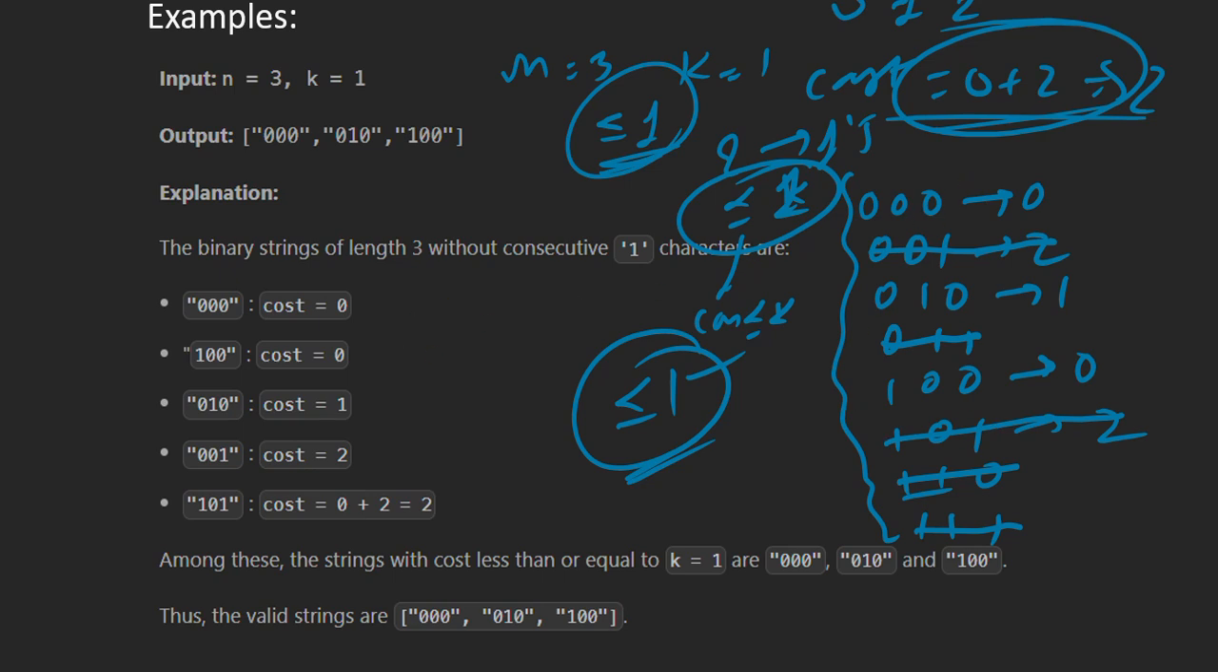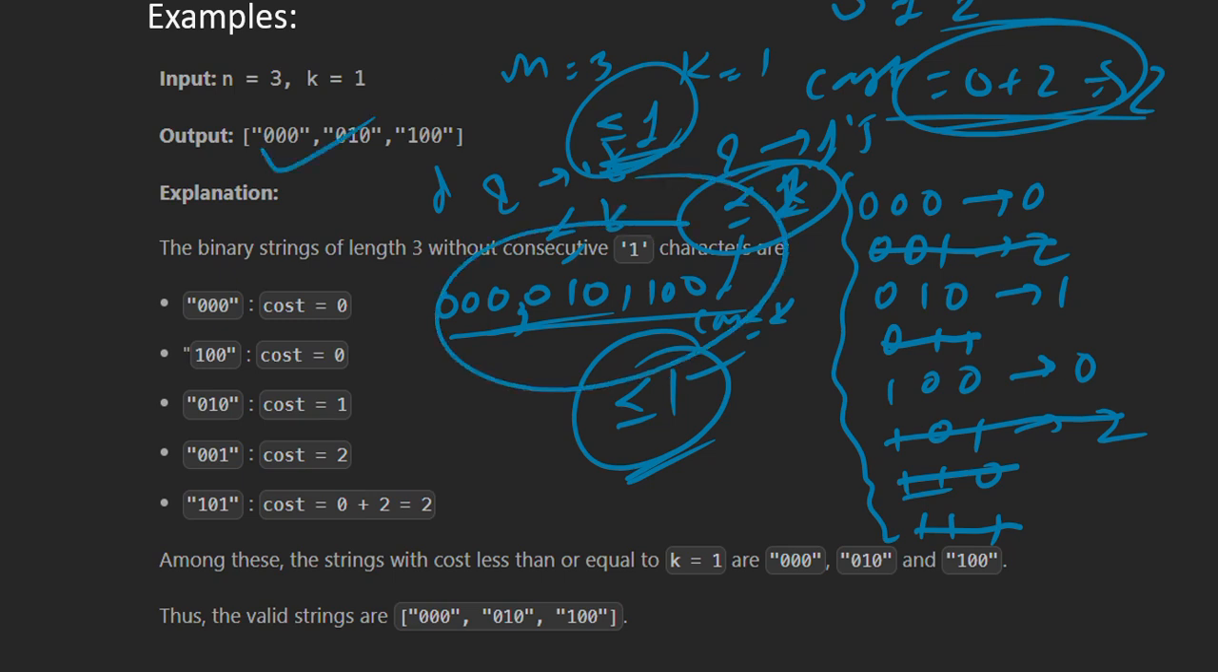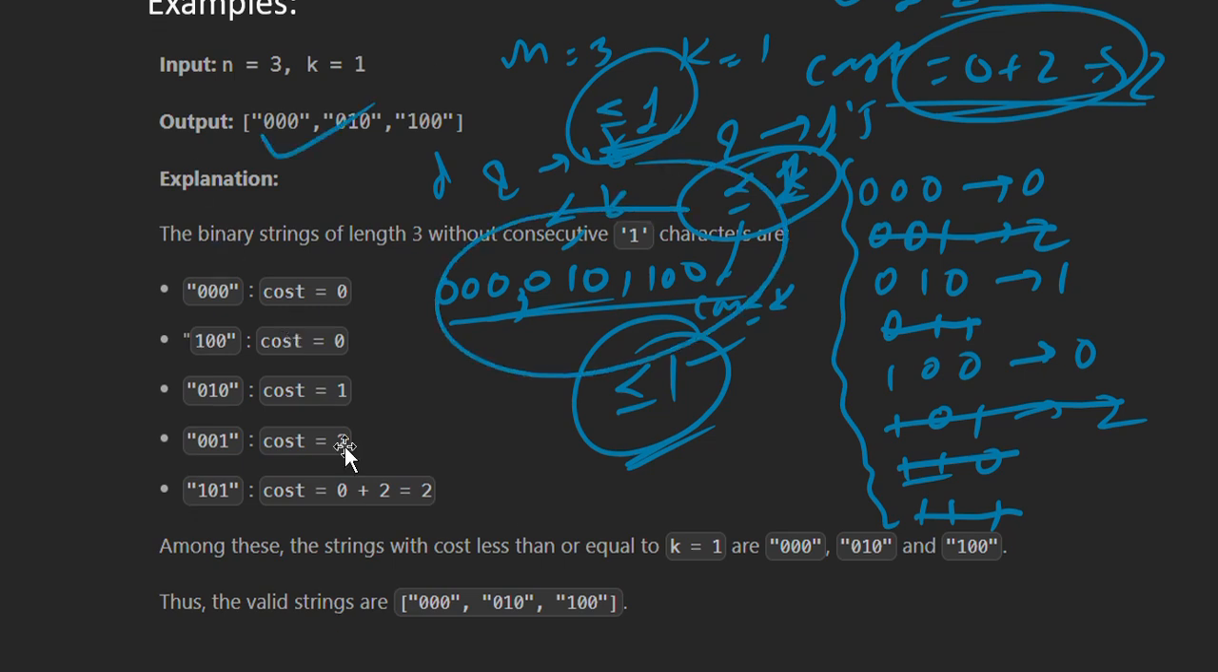So what are the valid strings that we got? 000, 010 and 100. These are the three strings that satisfy both the conditions, that is they do not have two consecutive ones and cost is less than or equal to k. So that is our answer, right? So this is an example.